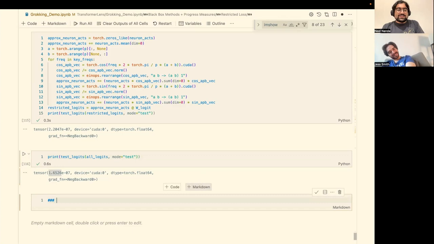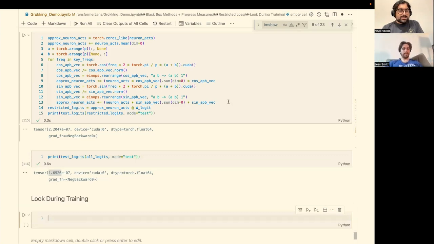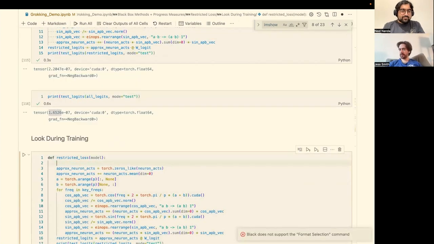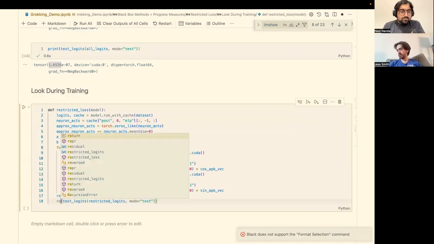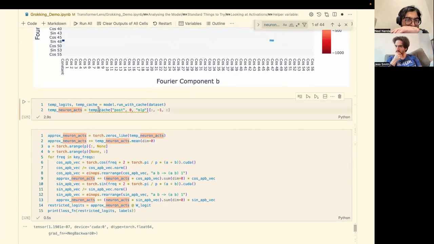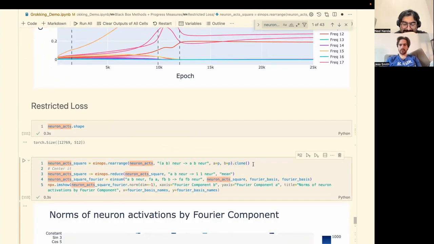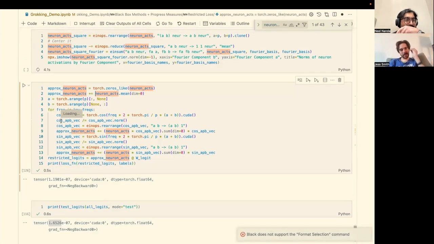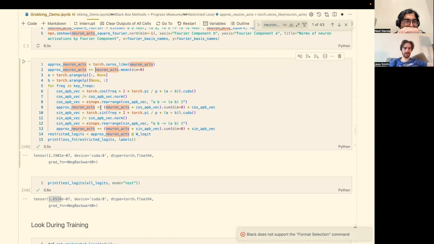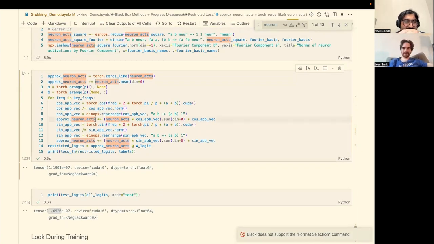So now let's look at this during training. I'm going to do another brief time skip. So it turns out I had a bug in my code. Earlier in my code, I didn't have this .clone, and this meant that when I reshaped the neuron activations, this is the same tensor. PyTorch did not bother copying the memory, so that when I did this, I edited this as well, and I hate tensors. Things are now good, and we can go back and actually figure out the restricted loss.